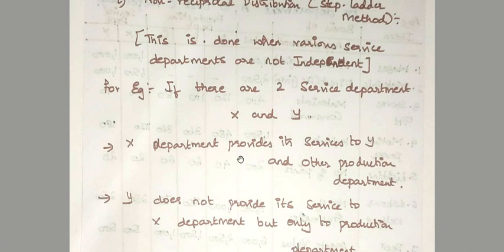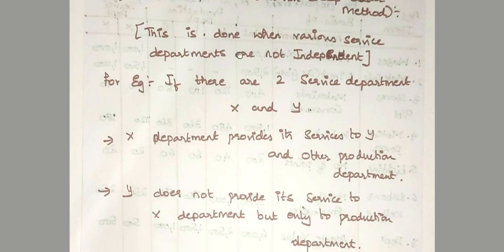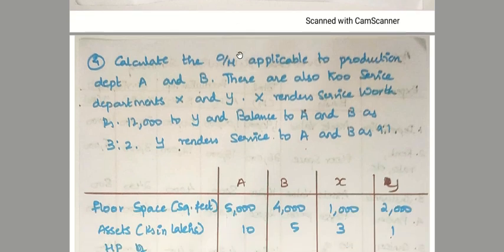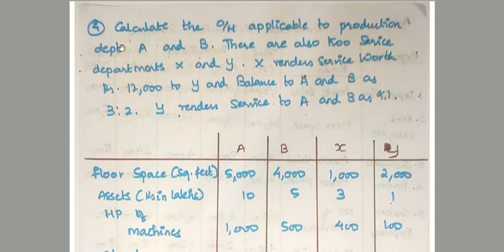So in such cases we will basically use non-reciprocal distribution, wherein X department provides its services to all the departments including the service department, and the other service department does not provide its services to the X department but provides services only to the production department. This is done when service departments are not independent in nature, whereas they are dependent, whereas Y department is dependent on X department. In such cases, we will use the non-reciprocal basis. So we'll look into our first question under the non-reciprocal basis.